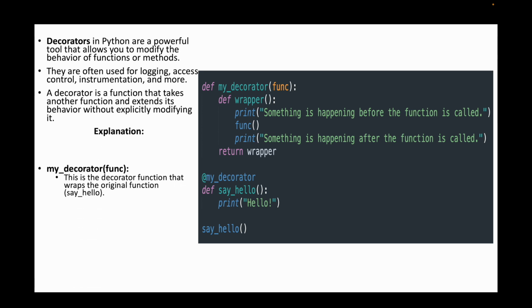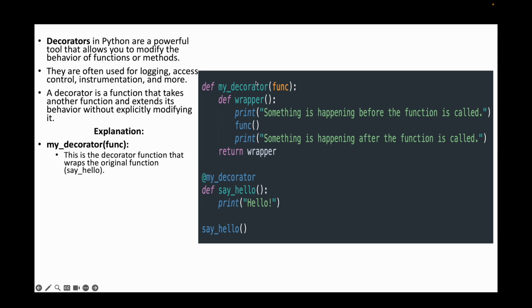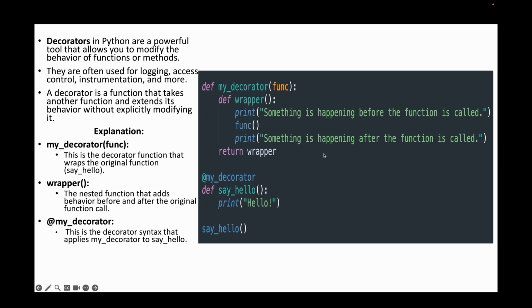All right, so here I have an example. Here we are creating a decorator function that wraps the original function, which is your say_hello function. All right, so here we are defining a wrapper. Now the wrapper here is basically your nested function that adds behavior before and after the original function call. So here this is before calling the function, and then we are calling the function, and then after that, post calling the function.